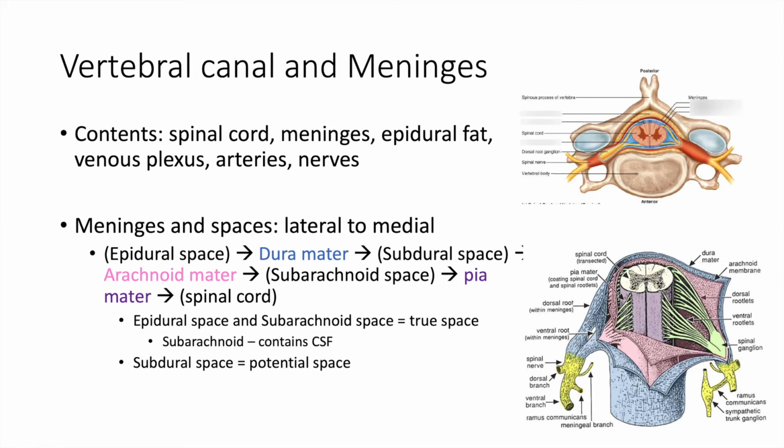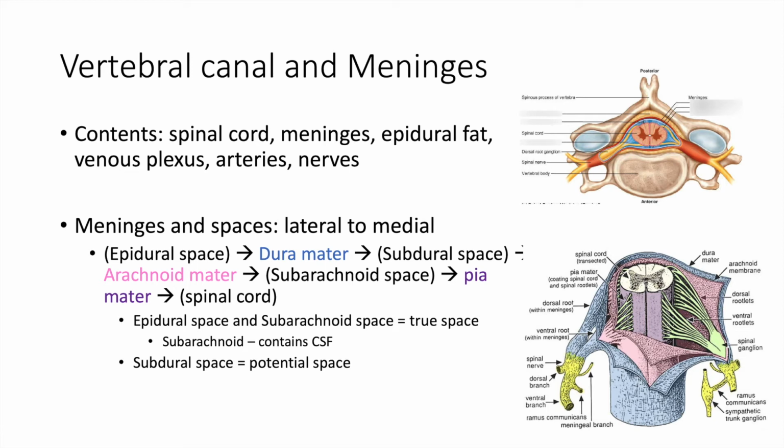Okay, so our vertebral canal and meninges. We talked a little bit about the vertebral canal. So the contents, it's got a lot of stuff in there. It's got our spinal cord, the meninges, our epidural fat, venous plexus, arteries, and nerves. So this picture at the bottom does a really good job of showing what's in here. So our meninges and spaces, we're going to go lateral to medial.